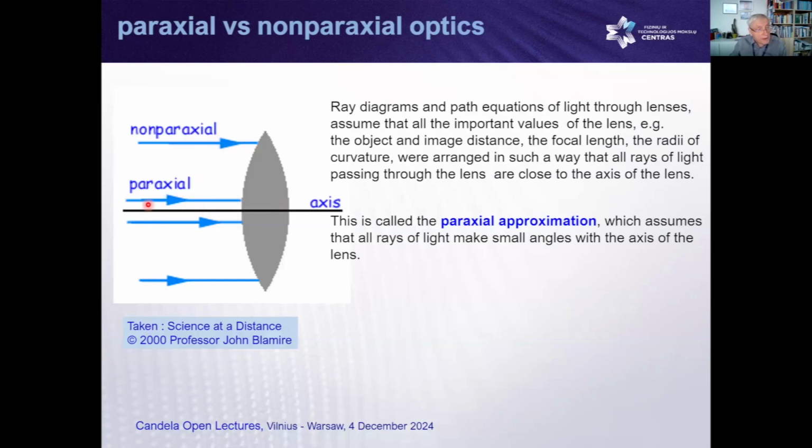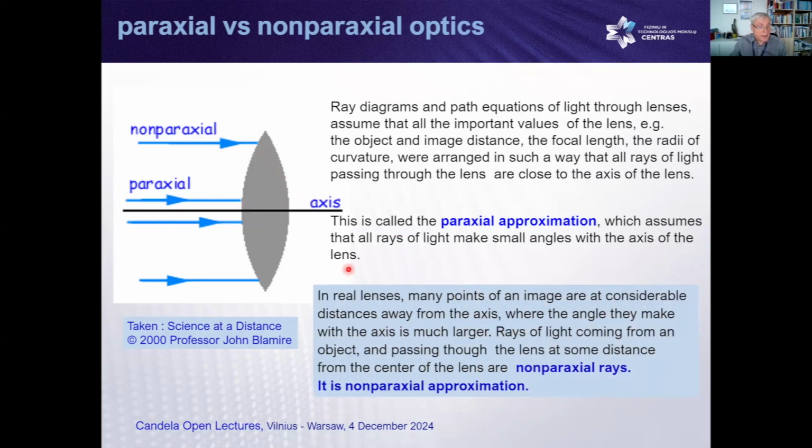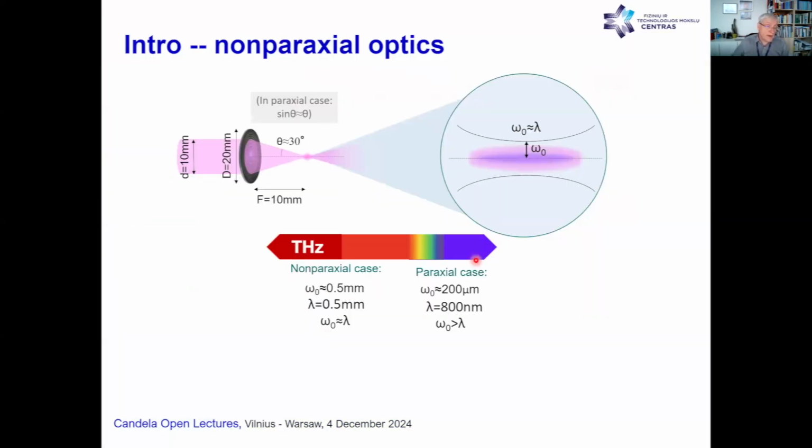Paraxial beams are pretty close to the optical axis, while non-paraxial beams are far away from the optical axis. It means that if we try to make this very sharp in terms of focus, our optics could be non-paraxial, not paraxial. What does it mean in terahertz, and why is it important for terahertz? If we have paraxial beams, for instance with a coherent laser, let's say infrared, we have a spot size of 200 micrometers. So all this time, the spot is always bigger than the wavelength.